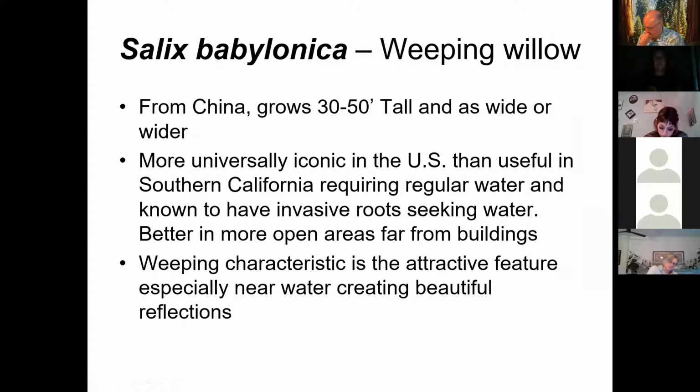Okay. This one's from China. 30 to 50 feet tall and as wide or even wider. It's on the trees list because it's iconic. More universally iconic in the US than useful in Southern California, requiring regular water and known to have an invasive root seeking water. Better in more open areas far from buildings. Weeping characteristic is the attractive feature, especially near water, creating beautiful reflections. So at the Huntington, we're going to see a beautiful example of this at the Huntington Library in the Japanese garden.